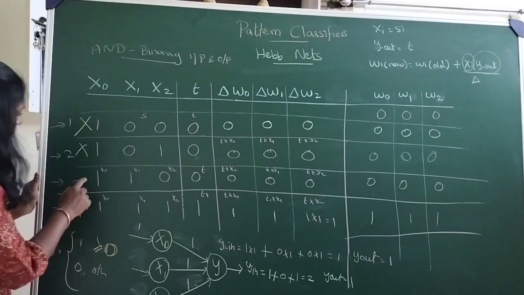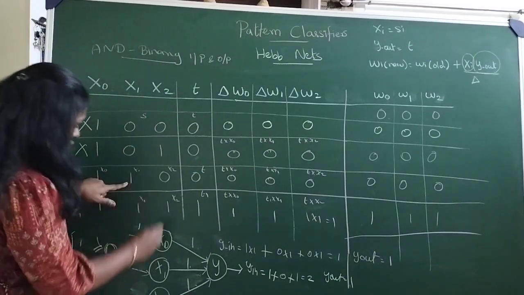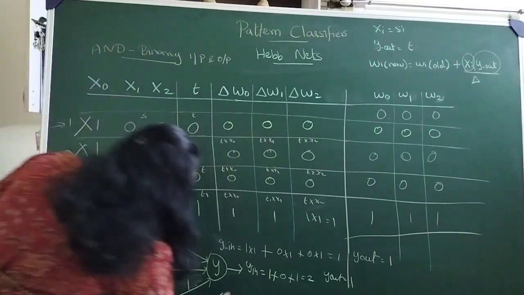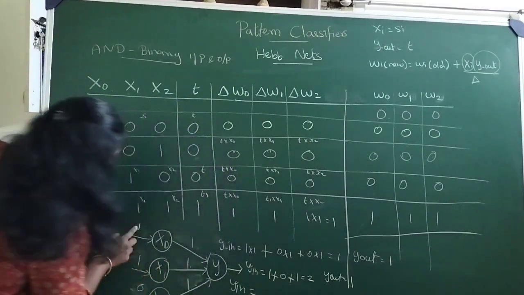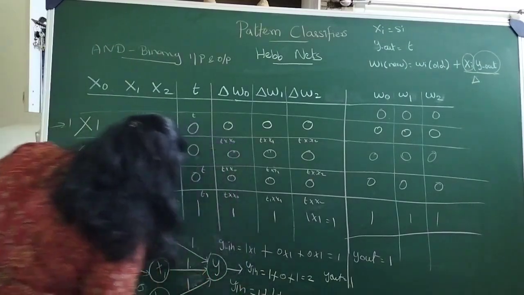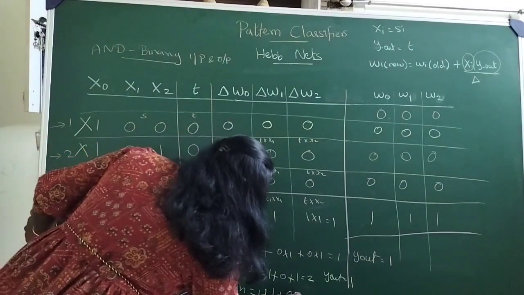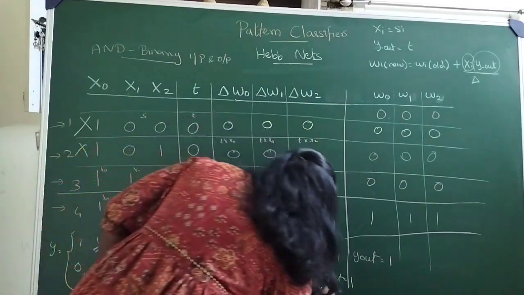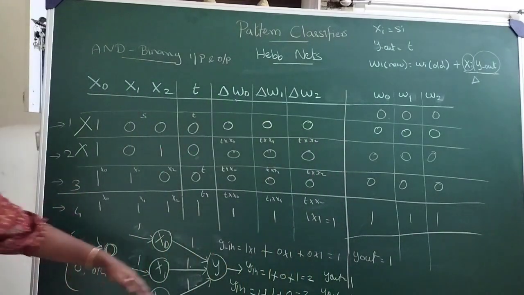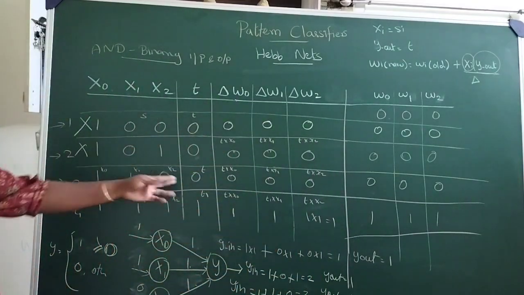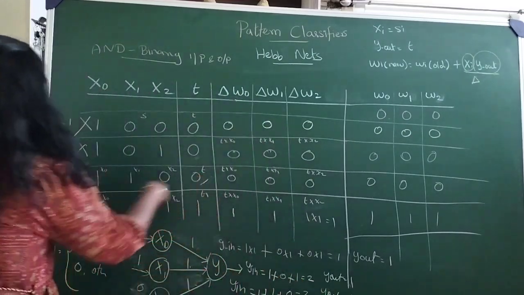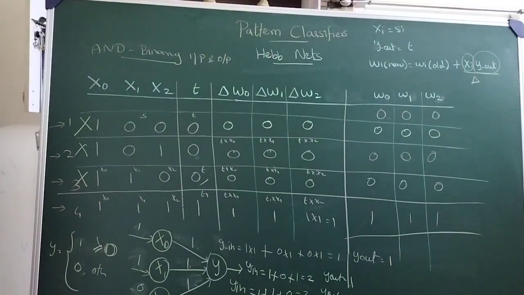Coming to the third pattern. Third pattern is x0 is 1, x1 is 1, x2 is 0. So for my third pattern, y in is 1 into 1 plus 1 into 1 plus 0 into 1 is 0, equal to 2. Again my y out equals 1, since it is greater than 0. But my target is 0. This is also not recognizing properly.